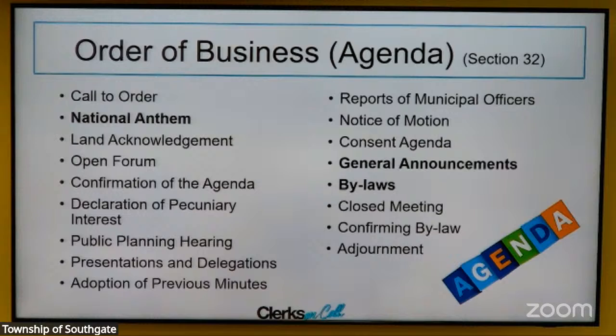And finally, in accordance with best practices, the reading of the bylaws has been moved closer to the end of the agenda.